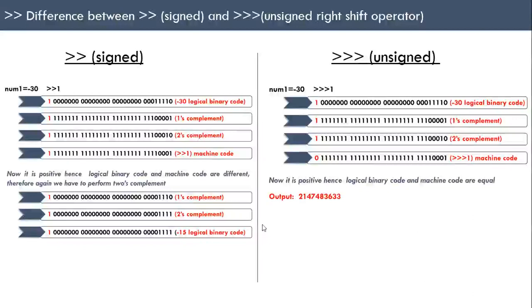Hope you have understood bitwise operation on negative numbers and the difference between the signed right shift and unsigned right shift bitwise operators in Java. Thank you.